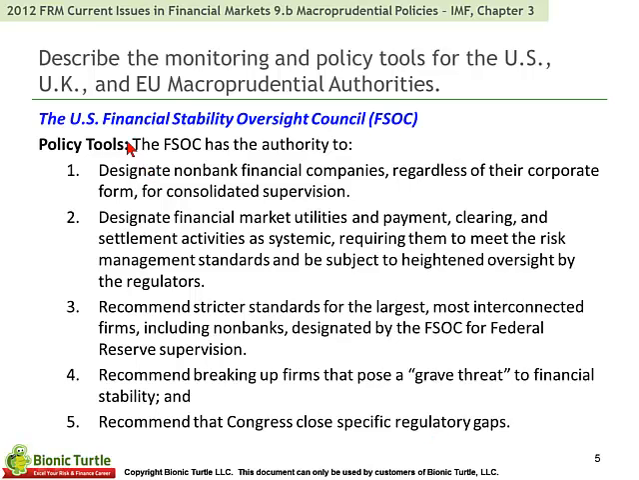Policy tools that are owned by the U.S. Financial Stability Oversight Council include the ability to designate non-bank financial companies for consolidated supervision, the ability to designate financial market utilities and payment, clearing and settlement activities as systemic, requiring them to meet risk management standards. 3, recommendations for stricter standards for the largest, most interconnected firms designated by the FSOC. 4th, the ability to recommend breaking up firms that pose a grave threat to financial stability. And 5th, the ability to recommend that Congress close specific regulatory gaps.